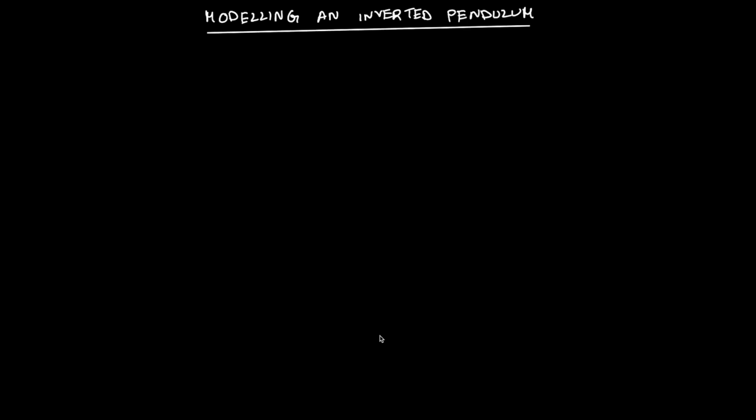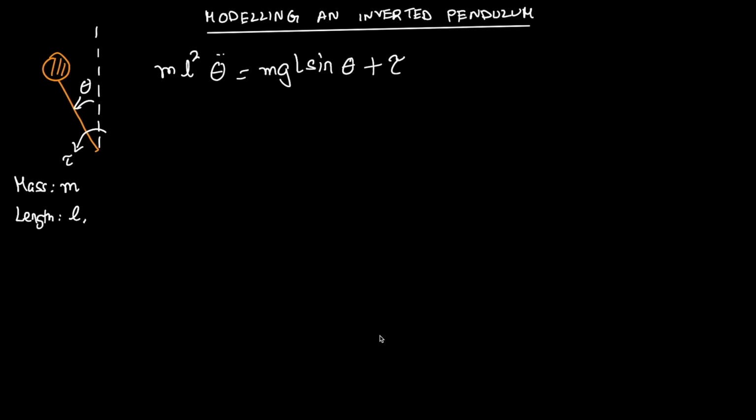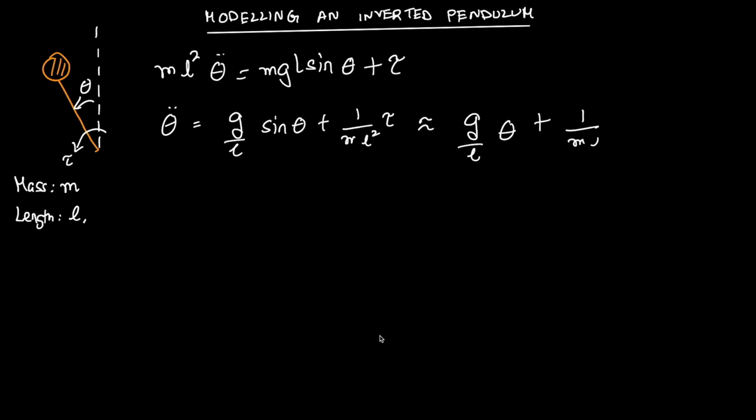Okay, let's do some quick math. We will begin by modeling an inverted pendulum. We can draw the pendulum at an angle theta from the vertical line and apply a torque tau. Let the mass of the ball be m and the length of the massless rod be L. We can then write out the Euler equations, moment of inertia times rotational acceleration equal to total torque. With some rearrangement, we get theta double dot equal to g over L sine theta plus 1 over mL squared tau.